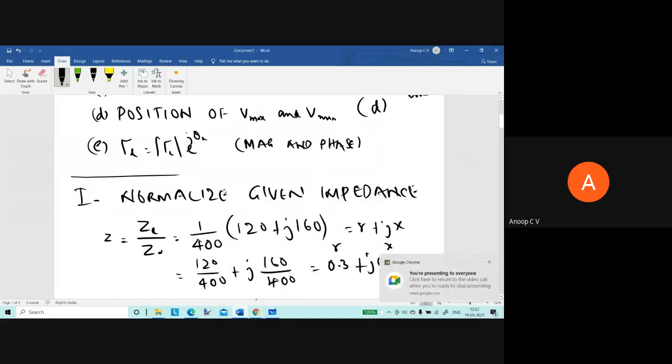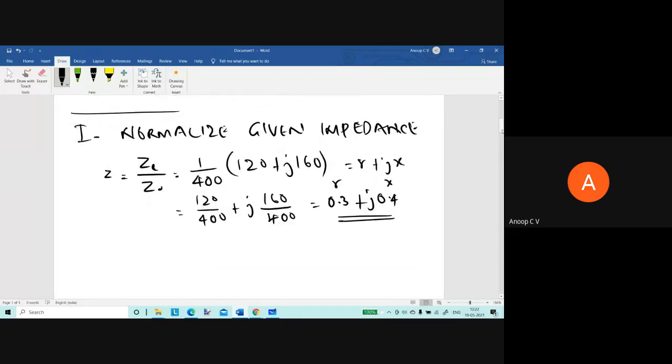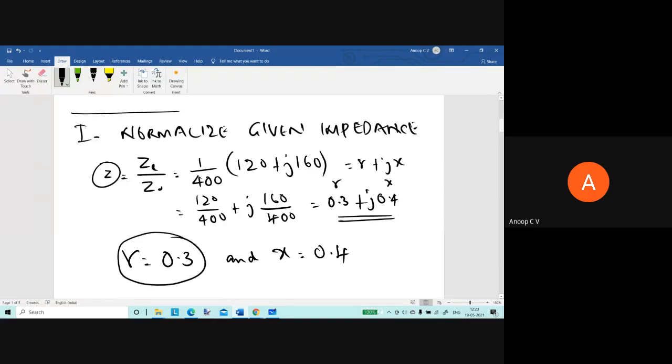So whether R is equal to 0.3 and X is equal to 0.4, please confirm. So we are getting R is equal to 0.3 and X is equal to 0.4. Right. So now what I should do is, if I have to locate this impedance on Smith chart, I should find the point of intersection of circle R equal to 0.3 and X equal to 0.4.